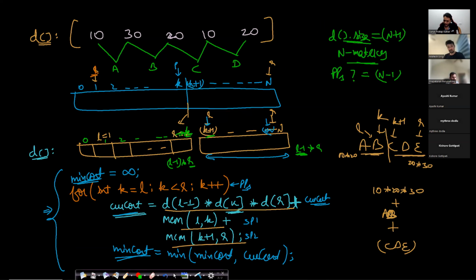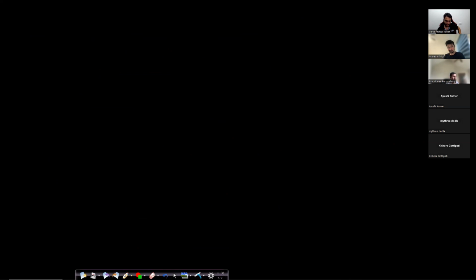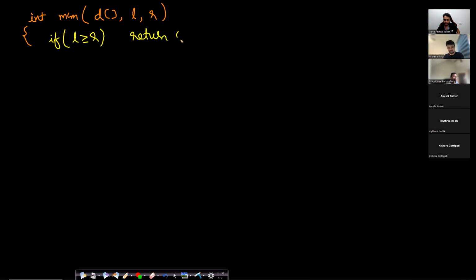So let's write it. You know the base case now. What we are returning is the cost, in the form of an integer. Let's say MCM, and what are we passing? We are passing the dimension array, then the L and R values. That's it. How do we check the base case? If L is greater than or equal to R, we return 0, that is 0 operations to get one matrix, right?